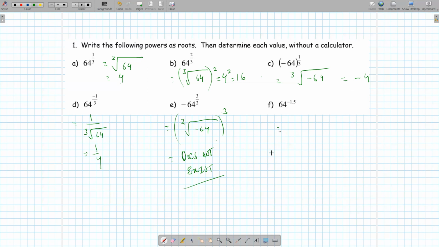What about F? 64 to the power of -1 over 5. Do you put it under 1? Yeah, you do put it under 1. So it becomes 1 over 64 to the power of 1.5. Now, we don't like decimals either. We don't like negative exponents. We also don't like decimal exponents. What is 1.5 as a fraction?